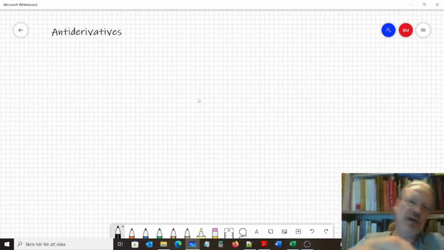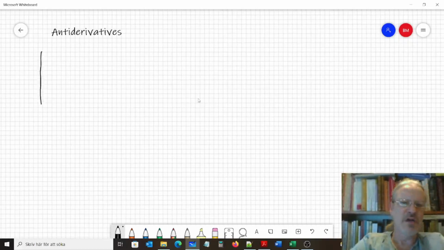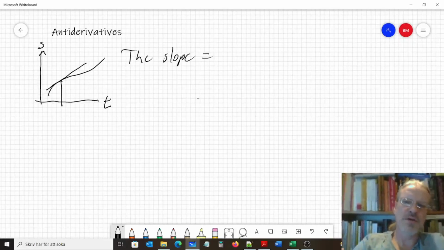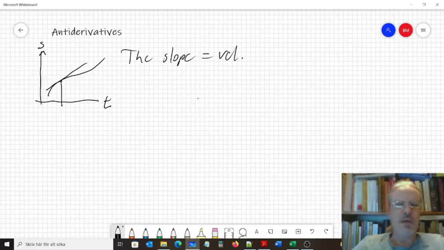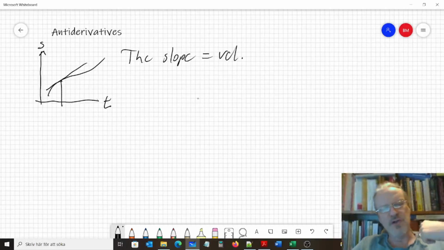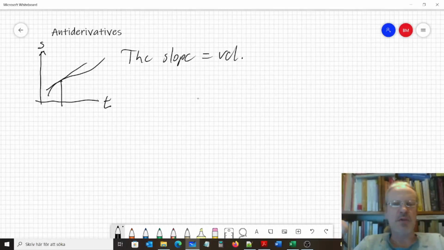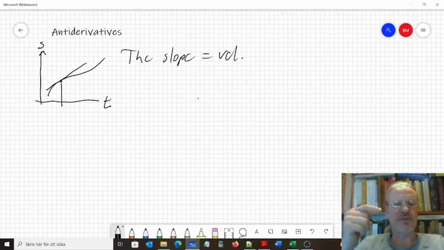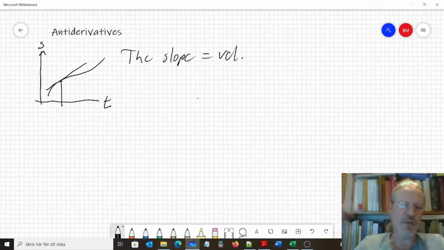One motivation for that is that if we have, say, an ST diagram, we will know that the slope corresponds to the velocity. But if we know a function for the velocity, we should be able to find the function for s. As if we know the function for s, we can take the derivative and find the function for the velocity, so we can work backwards.